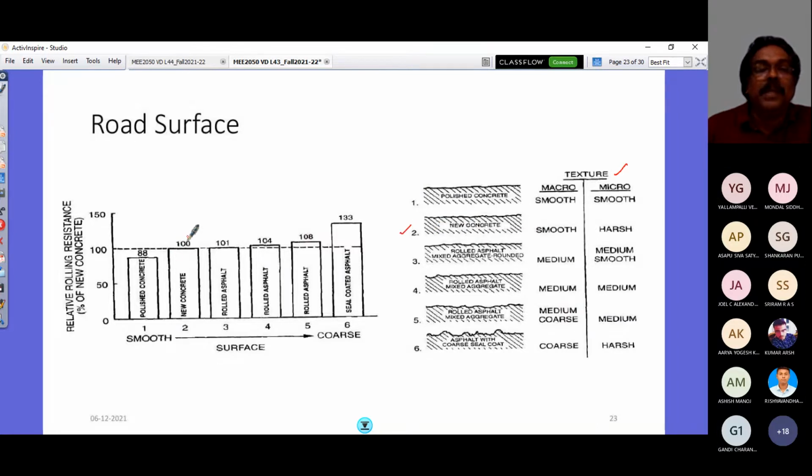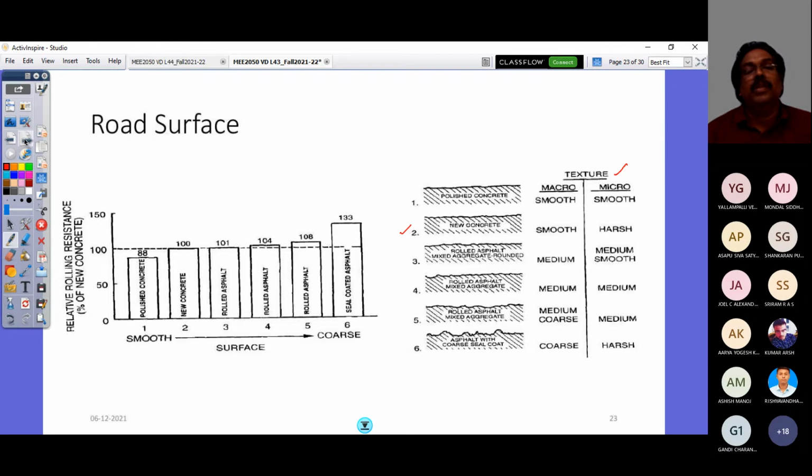If it is 100% here, what is the relative rolling resistance of new concrete with respect to that? If it is 100%, you look at the polished concrete, it would have a lesser rolling resistance. It is only 88% of that of the reference road surface. Whereas on the other hand, the last road, that seal coated asphalt road, has got 33% more rolling resistance than this. So the road surface and the texture do have an influence on your rolling resistance. This is coming from another case study reported by a researcher.